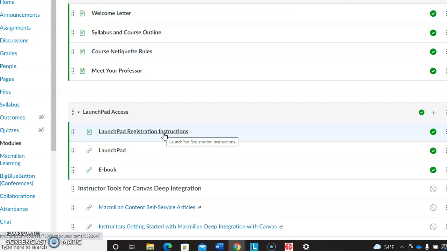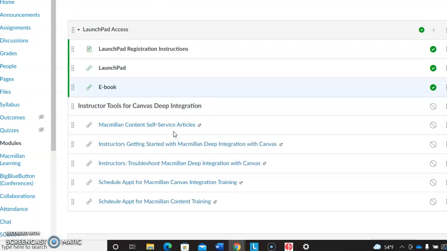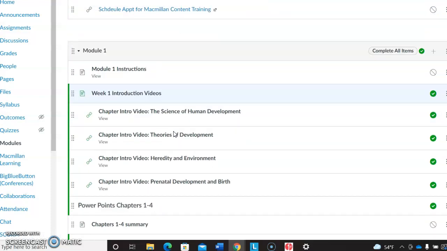Now, Launchpad is a companion to our textbook, and that will house all your quizzes, midterm, final, the digital book. It has quite a lot of information in there, as well as videos that we'll be looking at throughout the course. So it is required. You must have Launchpad. So here's instructions you can utilize. Again, if you have any questions, please feel free to email me.